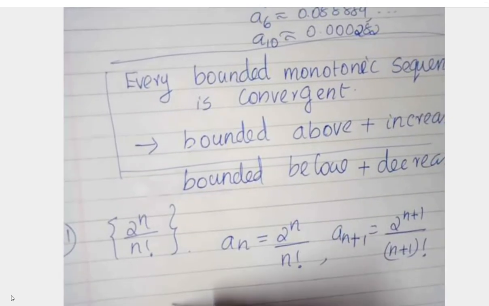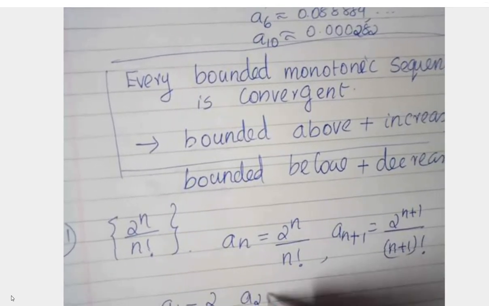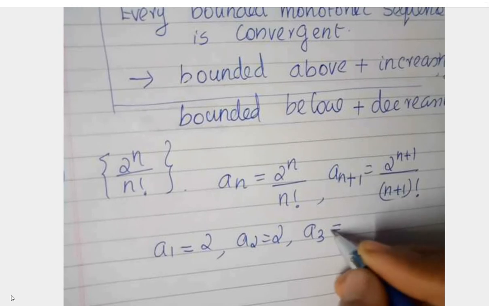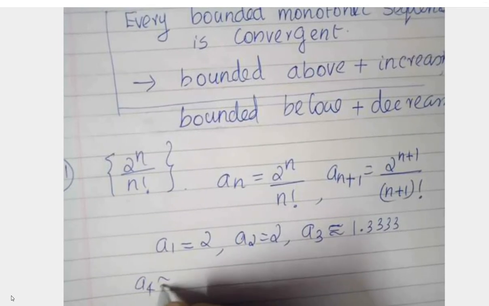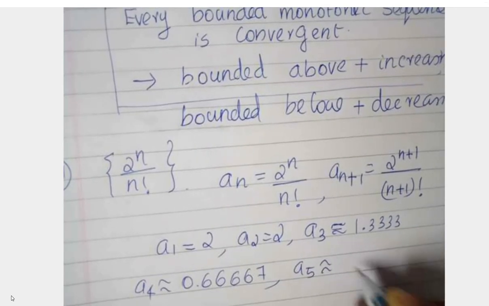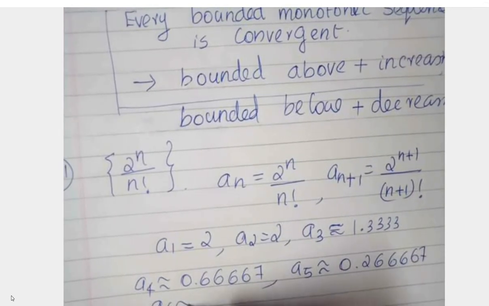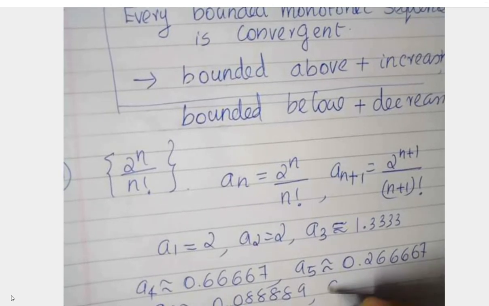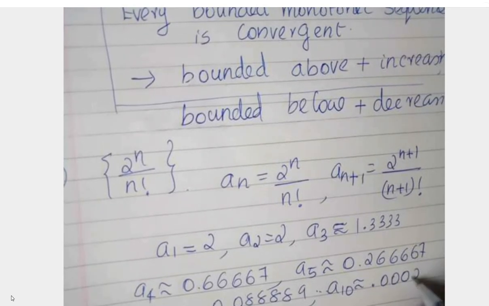Okay, so a1 equal to 2, a2 equal to 2, a3 is approximately 1.3333, a4 is approximately 0.66667, a5 is approximately 0.26667, a6 is approximately 0.088889, and a10 is approximately 0.00282, and like that.